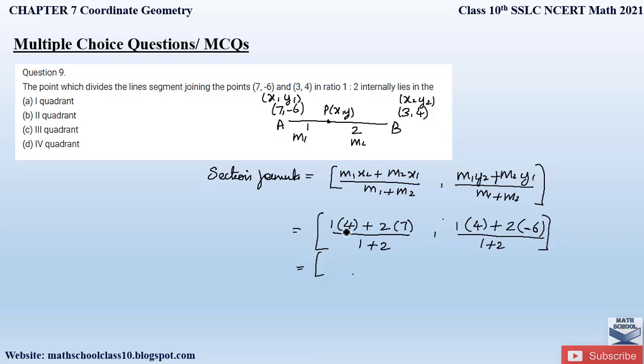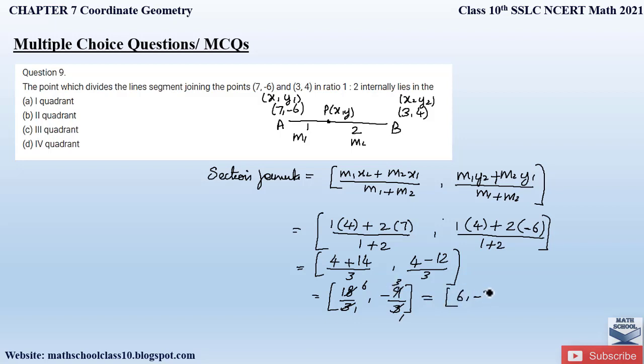So this will be 1 into 4 is 4 plus 7 2s are 14 divided by 3. This is 4 1s are 4 minus 6 2s are 12 divided by 3. Okay, so what is 4 plus 14? It is 18 by 3, comma 4 minus 12 is minus 9 by 3. So cancelling here, 3 6 times, and again here 3 3 times. We will get the point as (6, minus 3).